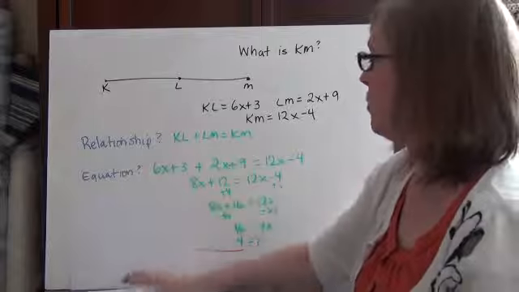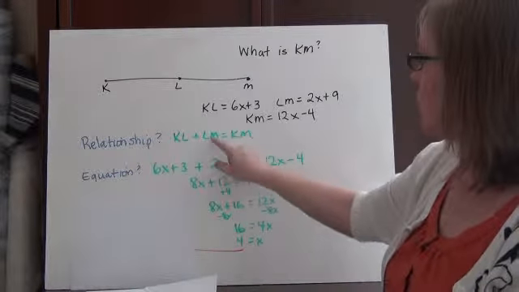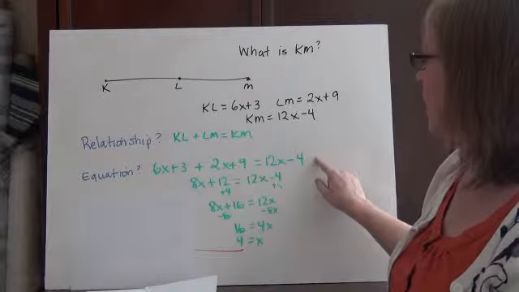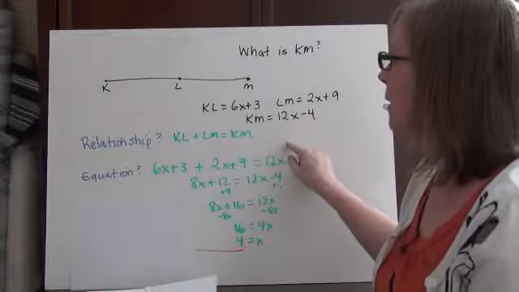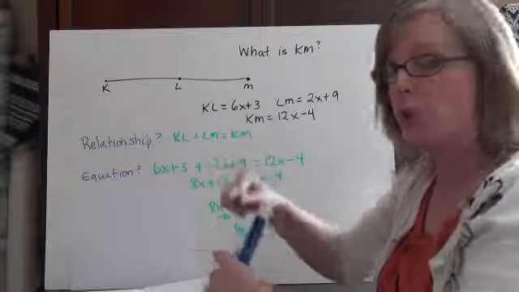I'm using this high-tech cover here. I wrote 6x plus 3 plus 2x plus 9 equals 12x minus 4. So the only trick to this is making sure that you're keeping each part in its right place and you don't accidentally switch them up.